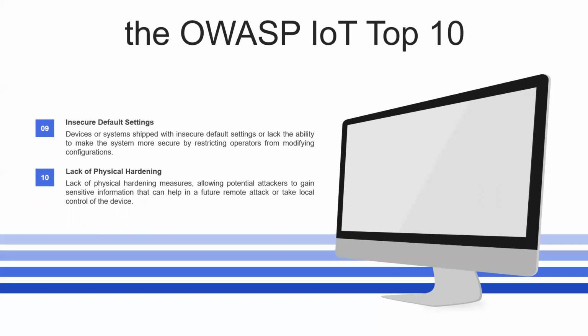Ninth point is insecure default settings: devices or systems shipped with insecure default settings or lacking the ability to make the system more secure by restricting operators from modifying configurations. Last one is lack of physical hardening.